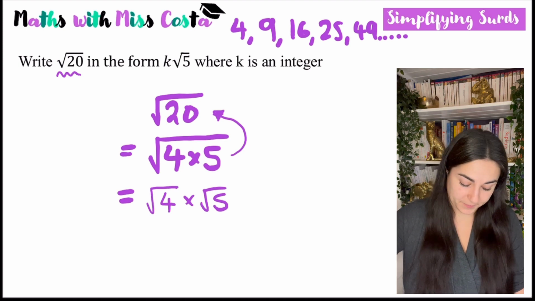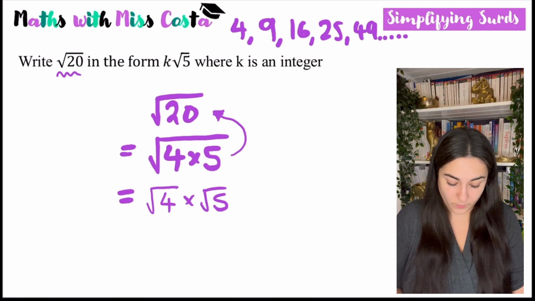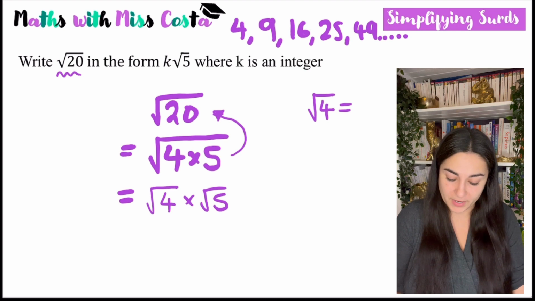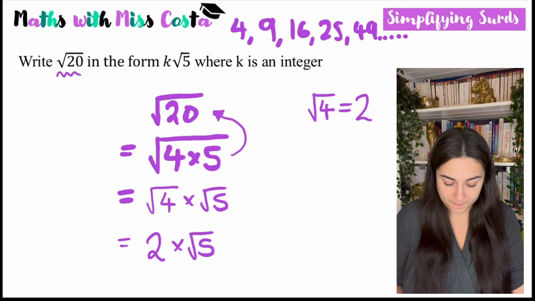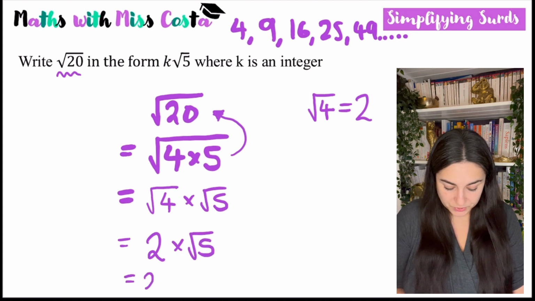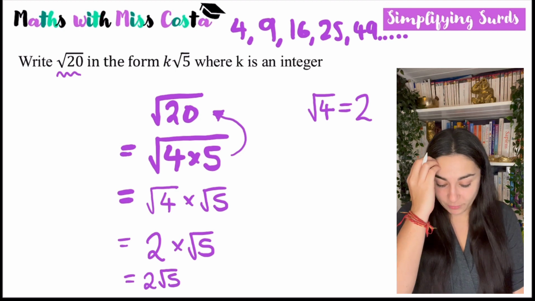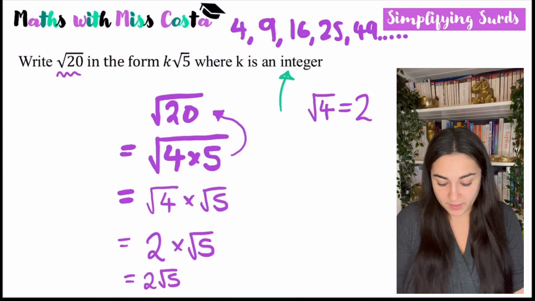They mean the same thing, but it's sometimes a little bit easier to break up the surd so that you can deal with it a little bit better. So once I've broken it up, I know that the square root of 4, because 4 is a square number, is going to have a square root. The square root of 4 is 2. So I could just write this as 2 times the square root of 5 and then simplify it to 2 root 5. And that is how I would simplify this. Now remember that an integer is just a whole number, so don't let this wording confuse you.